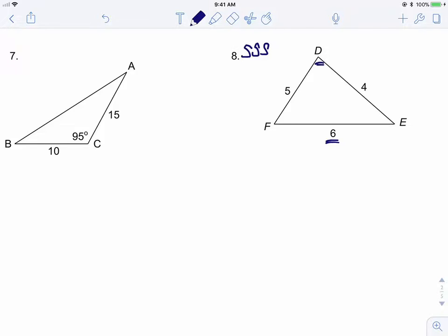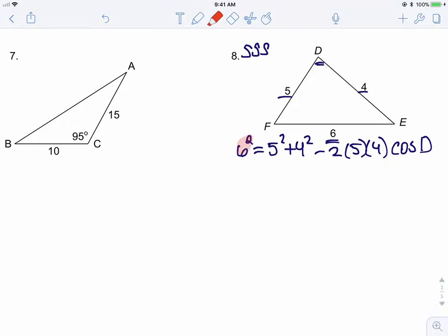To set this up, we're going to start with 6 squared is equal to the other sides, so that's 5 squared plus 4 squared minus 2 times 5 times 4, and that's going to leave me with the cosine of D. So we have our bookends, and then our other sides in between. All right, so let's evaluate this thing.